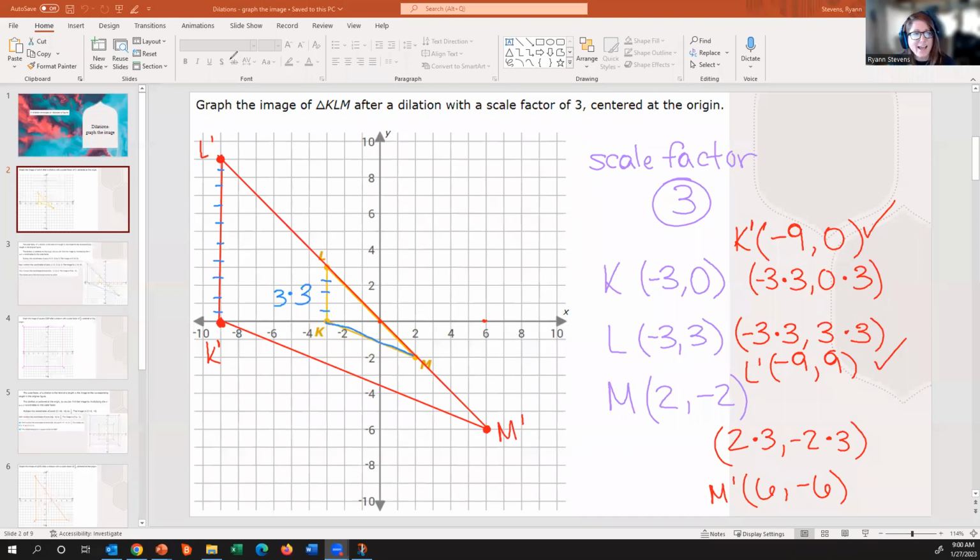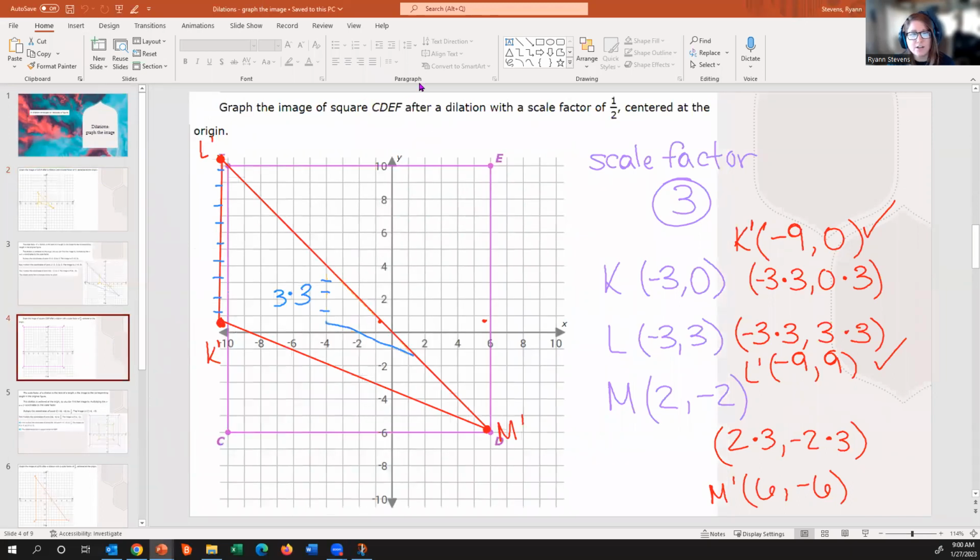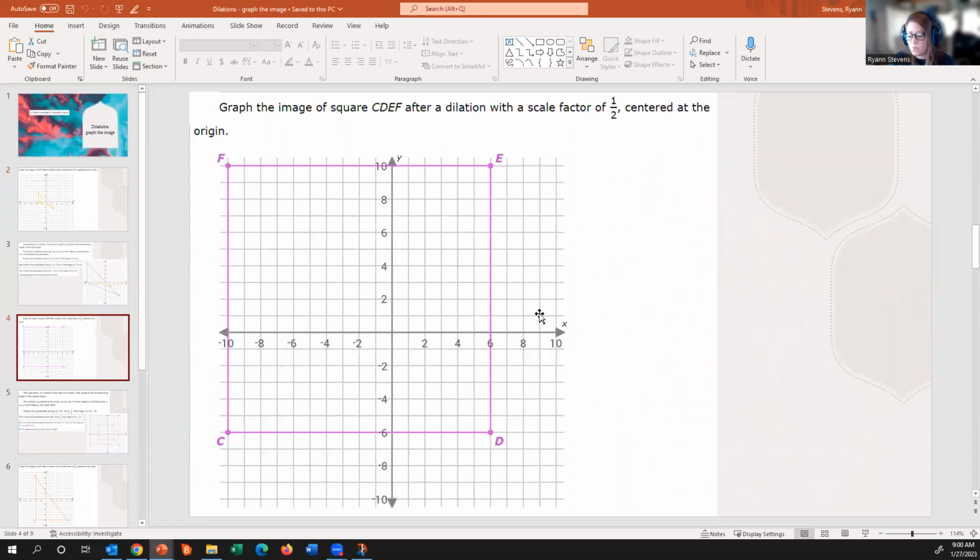So let's look at another example here. We saw an example of an enlargement where we multiply by a whole number, but what happens when we have a fraction? In this case, we have a square, CDEF, after a dilation with a scale factor of 1/2 that is centered around the origin. So we need to do the same thing that we did before.